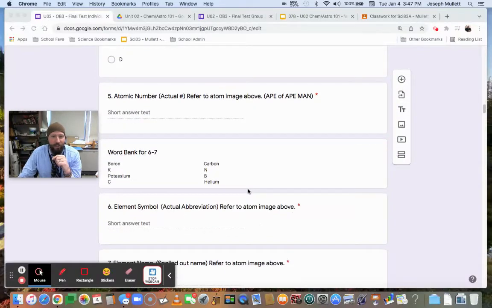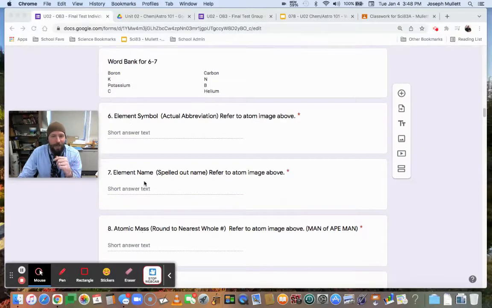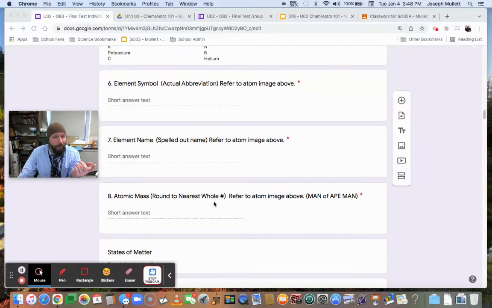Now, for 6 and 7, you get a word bank. Notice boron, K, potassium, C, carbon, N, B, and helium. You actually need to figure out from the picture of the atom up above what element this is and type in what its element symbol is. Make sure you use the word bank here to answer number 6 and 7, which means the answers to 6 and 7 are in this word bank. Number 7, the element's name, and number 8 is the atomic mass rounded to the nearest whole number. Definitely remember this is the man part of ape man, but you also have the ability to look at the periodic table and round to the nearest whole number when you figure out which element it is.